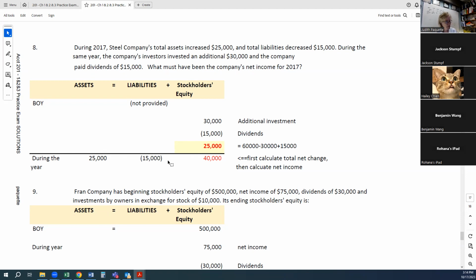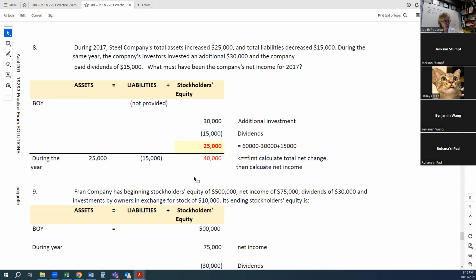All of these numbers are related to what happened during the year, because net income is the question. What is net income? Net income happened during the year. So in this particular problem, you do not need to know beginning balance and you do not need to know ending balance. We're just focusing on the during-the-year activity. Does that make sense? If I told you assets went up 25 and liabilities went down 15, this number you'd have to solve for, and when you were done, that number minus 15 has to equal 25,000.